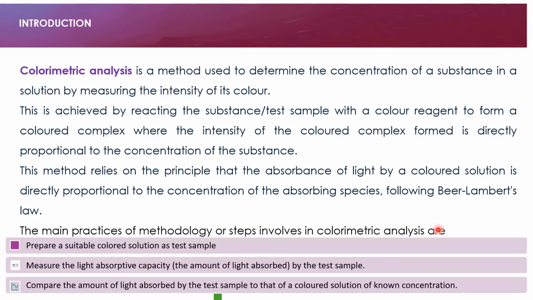That's from Beer-Lambert's law. So what you have to note is that we have three main steps involved in this analysis. The first is to prepare a suitable colored solution as your test sample. The second is to measure the amount of light absorbed by this test sample at a specific wavelength. And the third, which is the final step, is to determine the concentration of the test sample by comparing the amount of light it absorbed to that of a colored solution of a known concentration.